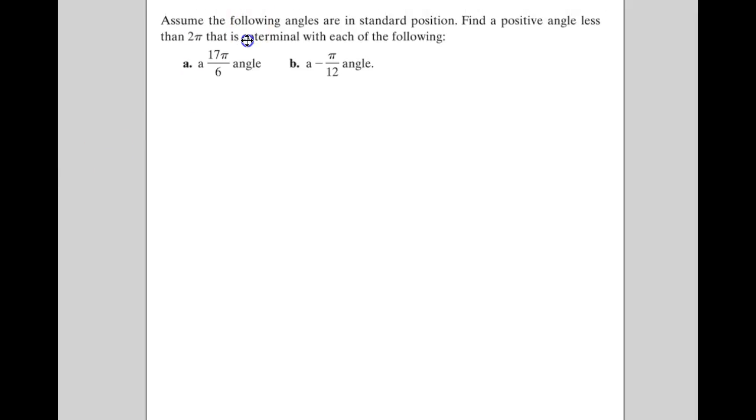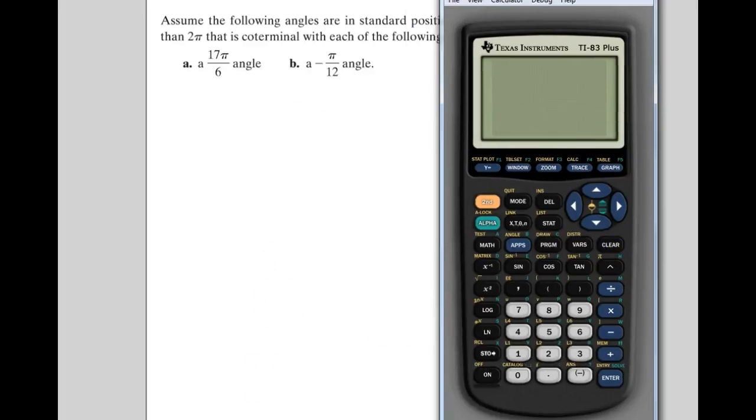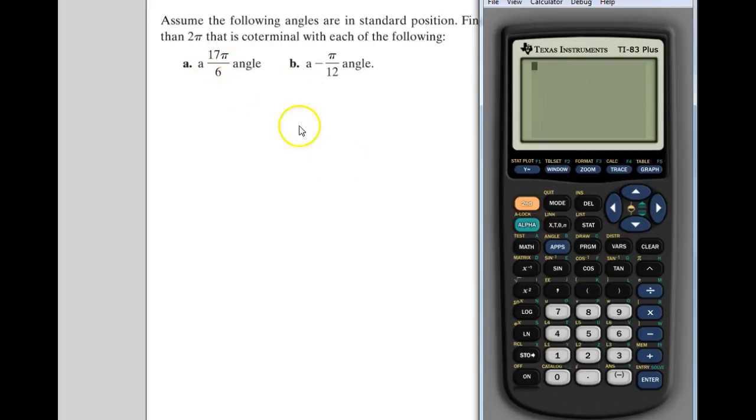Alright, so what if I gave you these two angles? Could you find a positive angle less than 2 pi that's coterminal with each one of these? So that's typically what we're after, the positive angles that are in the first rotation, if there are any. So again, what I would do if I were doing a problem like this, 17 pi over 6. Now notice the 17, I'm omitting the pi again. That's bigger than 2, okay? So I need to subtract 2 pi, but again, I'm omitting the pi.